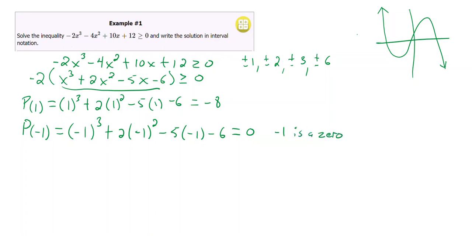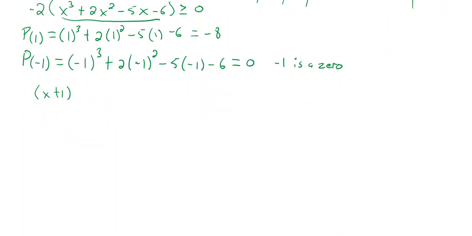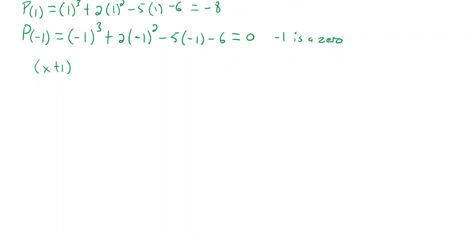Okay, and what that means is that x plus 1 is one of my factors. Because I know that for sure, right? Because if I threw in negative 1 in there, then when this was in factored form, it would come out as 0. Okay, so now from there, since we know that that's a 0, we're going to use something called synthetic division to figure out what's left.